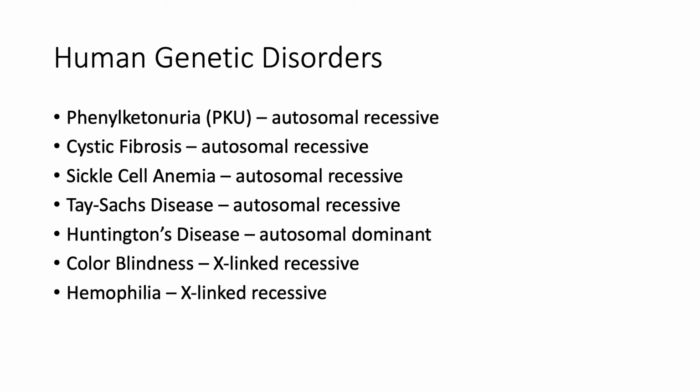Finally, hemophilia is a disorder in which blood cannot clot correctly. And these are just meant to be some examples of disorders that are directly a result of mutations. There is by no means a need to memorize this list.